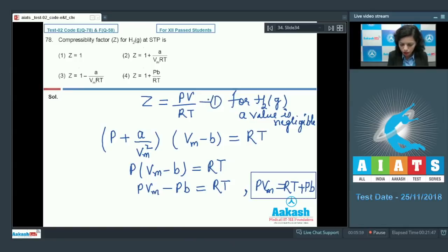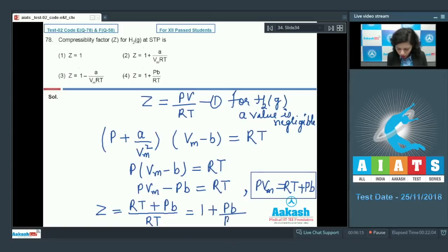This was the first equation that we considered. So this Z value is equal to (RT + PB) / RT. So it would be equal to 1 + PB/RT. This would be the value, and where this value is given, if you check the given options, you will identify this. This is given in option 4.